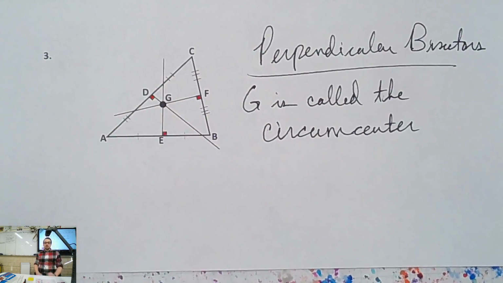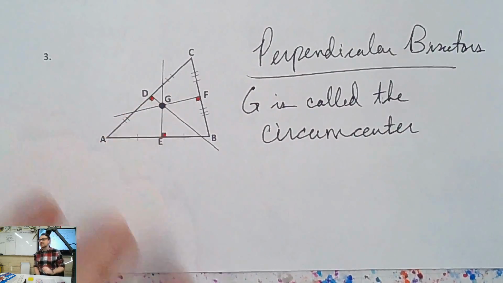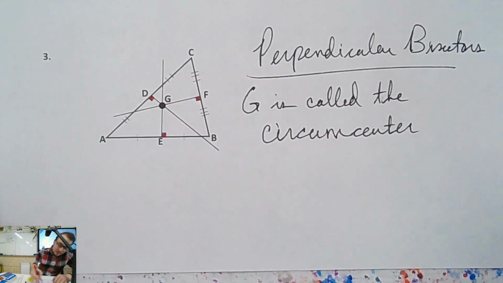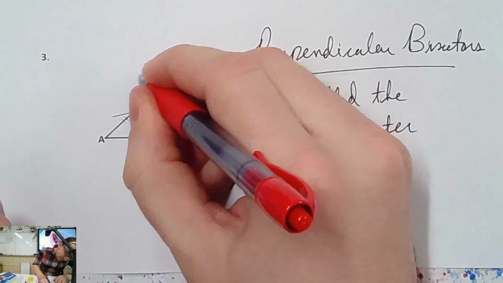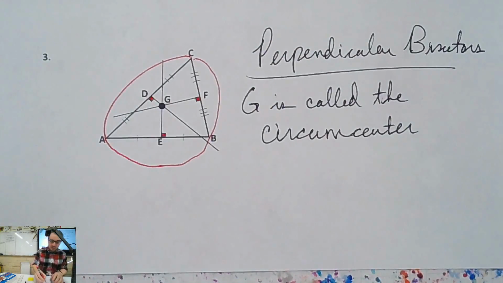That must be the center of a circle. Do you think it's inside the triangle? No way, Jose! It's way too close to that side. It's gonna be outside. Yes. Check it out. That's the circle. It hits all the vertices of the triangle.